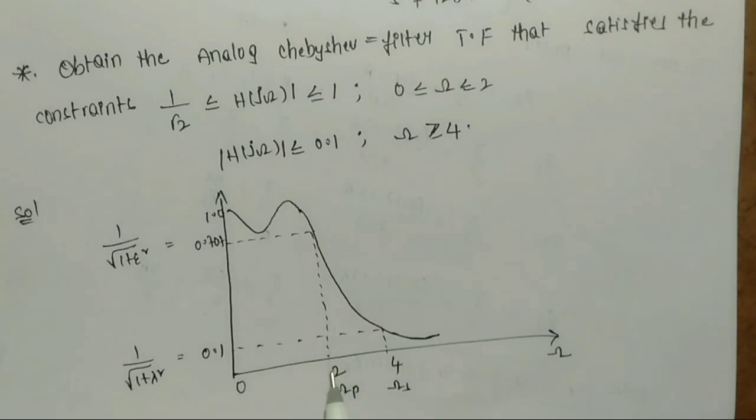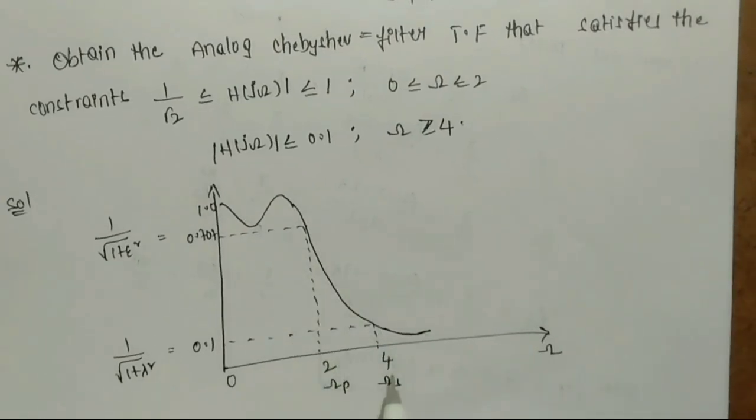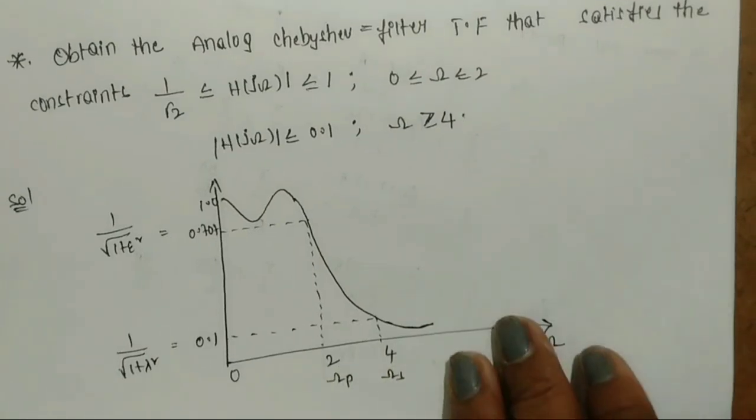See here, this is the omega p value. The passband omega p is nothing but the passband frequency, meaning the frequency up to which we are getting the maximum output. So at 2 only we are getting the maximum output, right? That's why this is omega p. And omega s is the stop band frequency. Here we are not getting the output; the output we are getting is only 10%. So we are considering it as omega s. So omega p is equal to 2 and omega s is equal to 4. So this is the data we got.